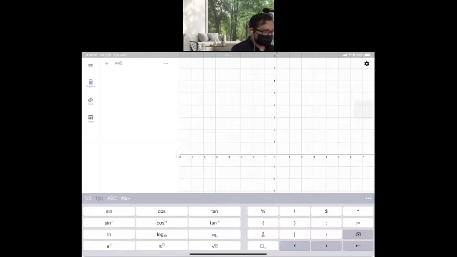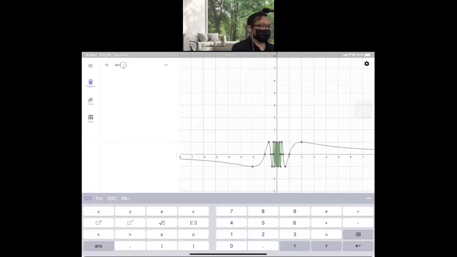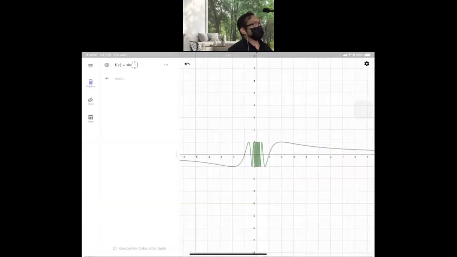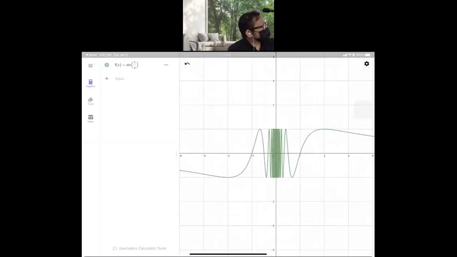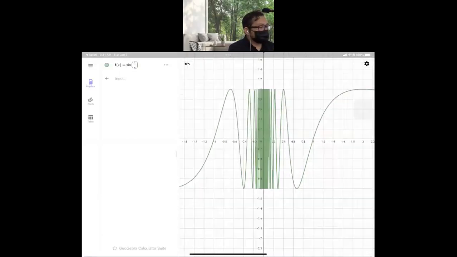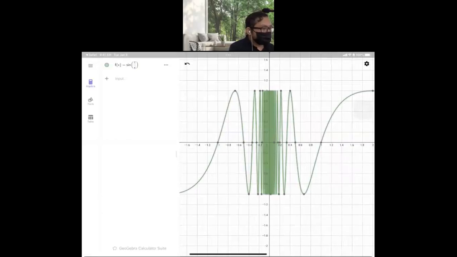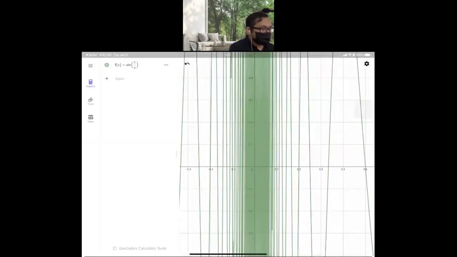Say sine pi over x. Okay. Now what's happened here? We need to find the limit as x approaches 0. 0 is in the middle here, right? But what will happen when we zoom in?